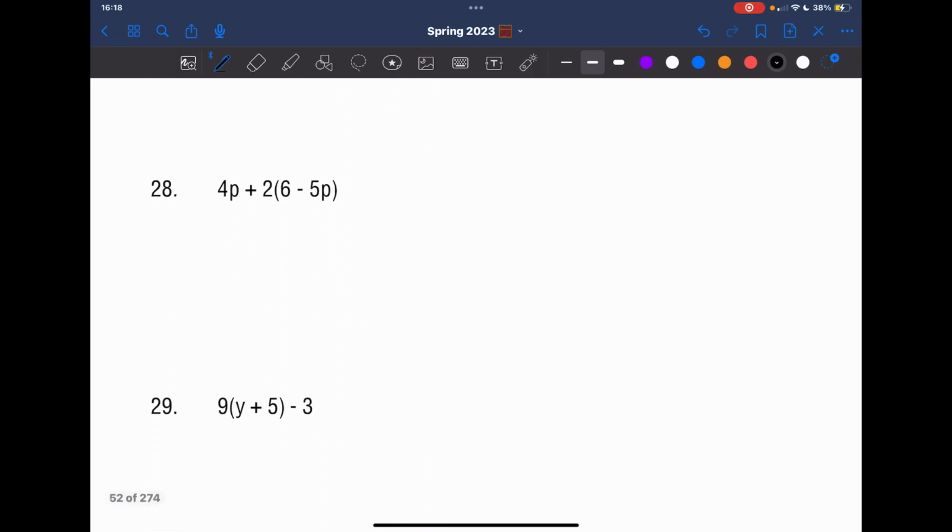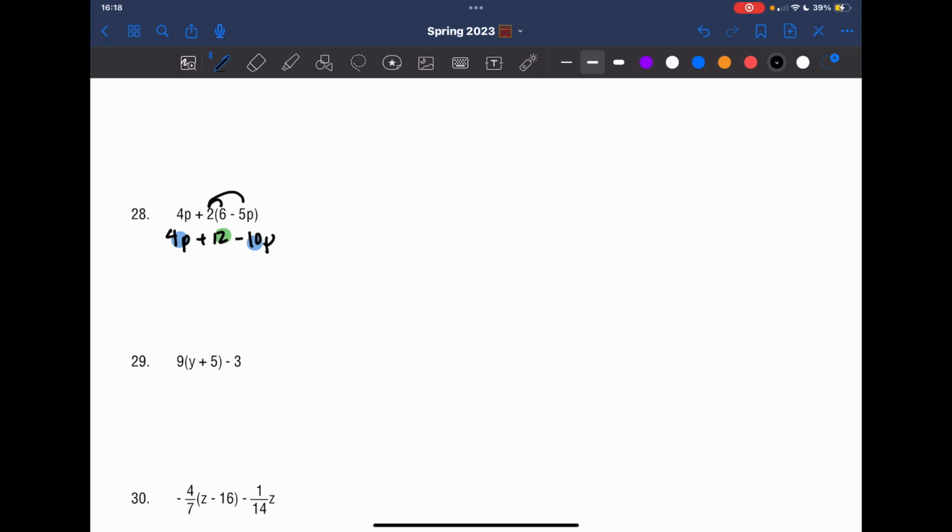Number 28, we're just going to distribute the 2 first. So it's 2 times 6 and then 2 times negative 5. So 4p plus 12 minus 10p. And then what goes together is going to be the p's. And you're going to leave the constant alone. So it's going to be negative 6p plus 12.